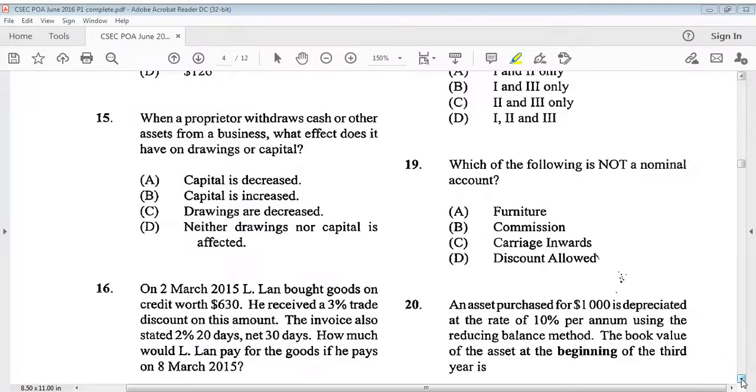Let's go to 15. When a proprietor withdraws cash or other assets from a business, what effect does it have on drawings or capital? We know that capital, what happened to capital? It is decreased. So A would be your answer.